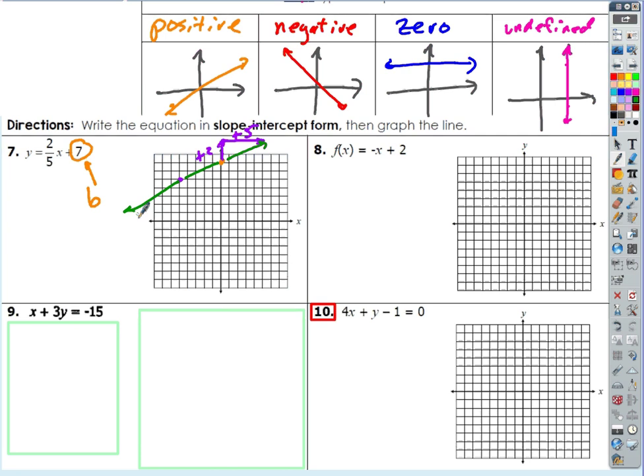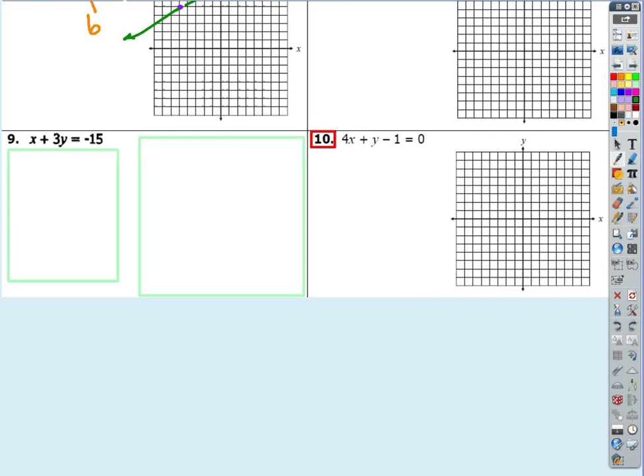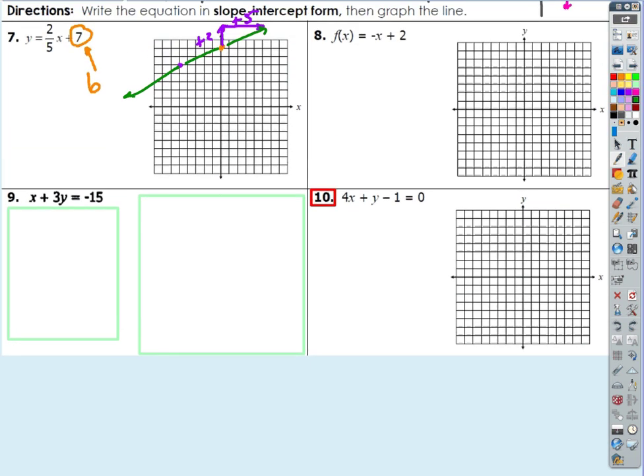Okay, no big deal. I know you've done that a million times. So what about for a problem like number 9 then? How could I use that strategy on number 9?